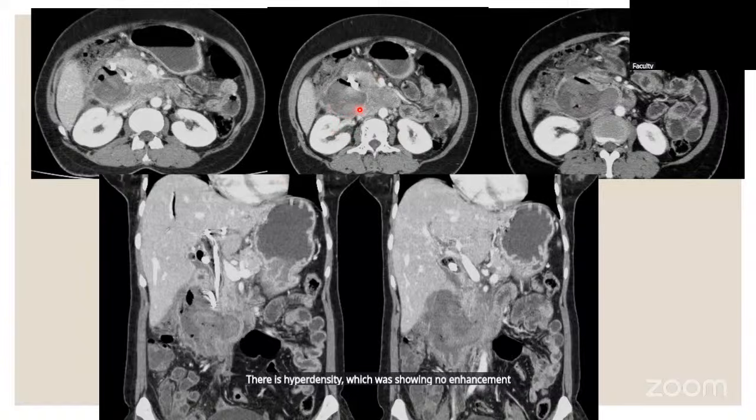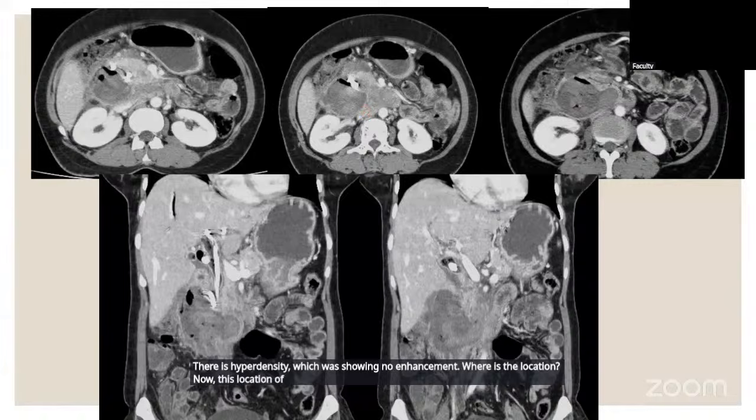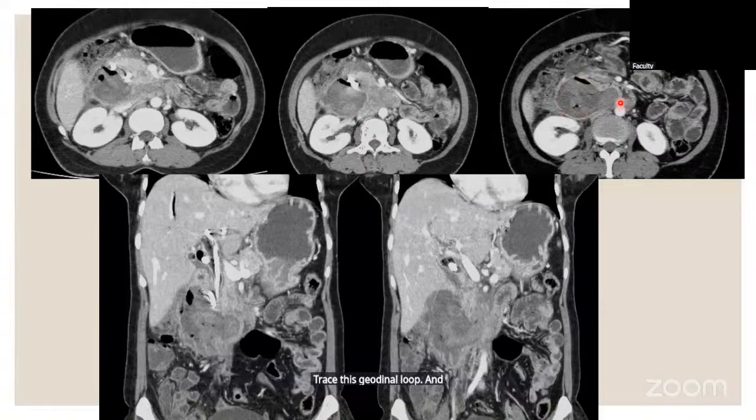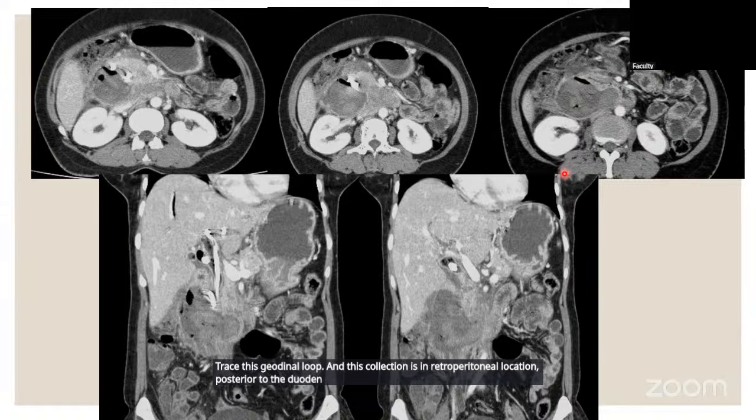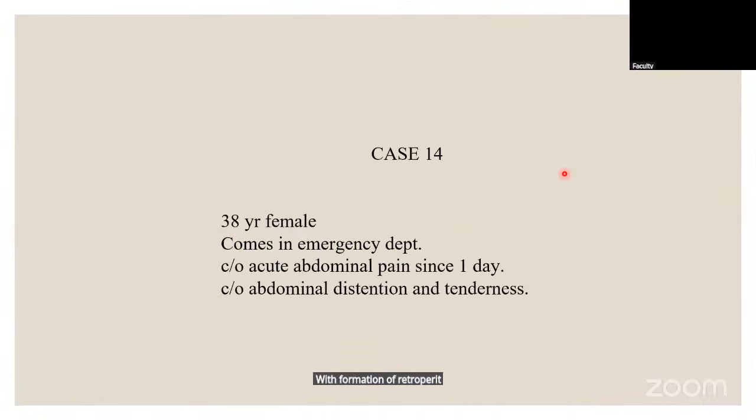Where is the location? Now, the location of this collection is behind the duodenum. If you look closely, you can trace this duodenal loop, and this collection is in a retroperitoneal location posterior to the duodenum, suggesting there is duodenal perforation, retroperitoneal duodenal perforation with formation of retroperitoneal hematoma. Patient coming to the emergency department with acute abdominal pain since 1 day.